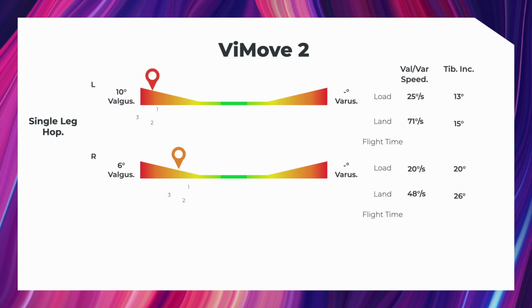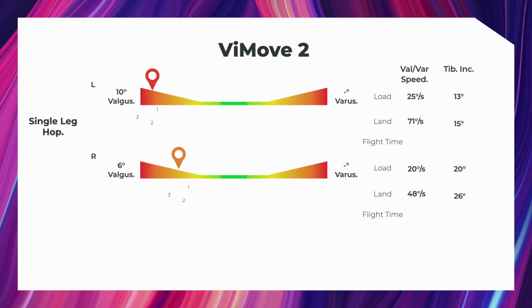If I instruct the individual to, when they land, take time, raise up, that number is going to be really high. What I told this individual was to sink in and then almost come up immediately. So 71 degrees per second is too high. And we look at tibial inclination there, 15 degrees per second. We're not really landing with a bent knee. We want that bent knee landing.